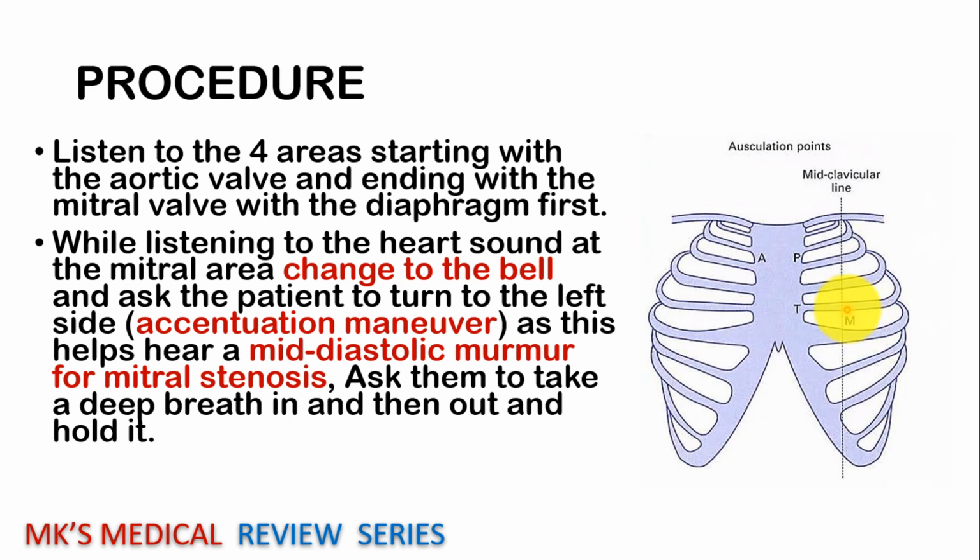So when you get to the mitral area, you're going to be switching now and switch your stethoscope and listen with the bell. Remember that the bell is going to be helping us pick up low-pitched sounds. So you're going to ask the patient to turn to their left side. So they should turn to their left lateral decubitus position. You refer to this as an accentuation maneuver.